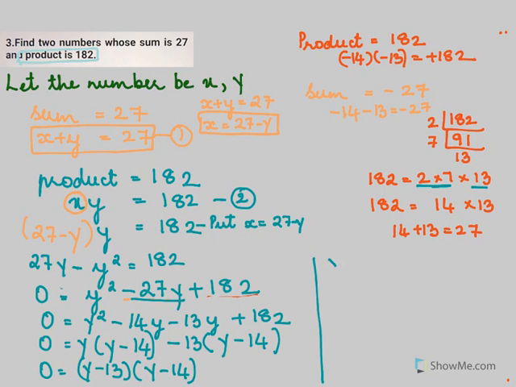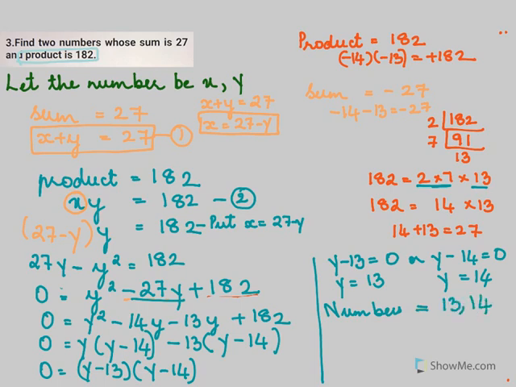Continue the sum. y minus 13 equals 0, or y minus 14 equals 0. y equals 13, y equals 14. So my numbers which were asked are 13 and 14. If you look up here, the sum had to be 27, and 14 plus 13 is 27. And they said the product had to be 182, and 14 into 13 is 182. So 14 and 13 satisfy the conditions.